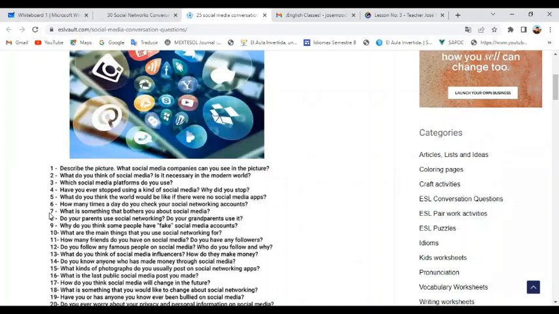Question 7. What is something that bothers you about social media? Alicia? Maybe that all people have access to social media, but I think it depends on the accounts. How do you say seguir? Follow? Yes, follow. Sorry. Yes, I think it depends on the accounts I follow.